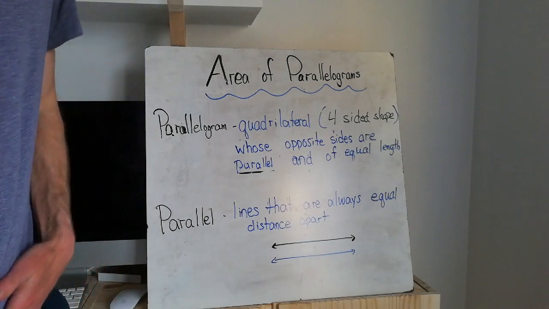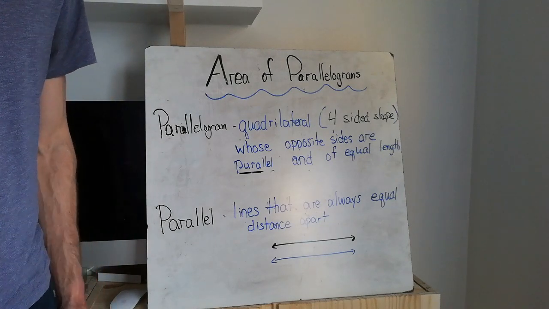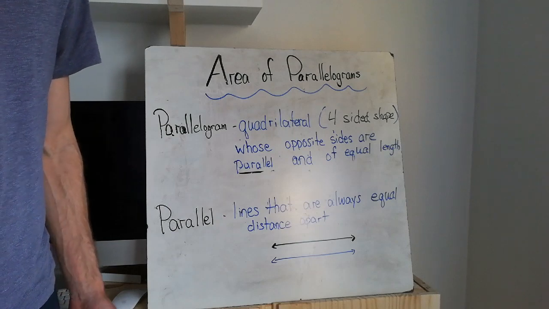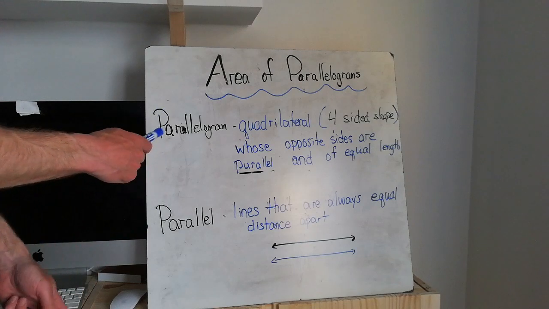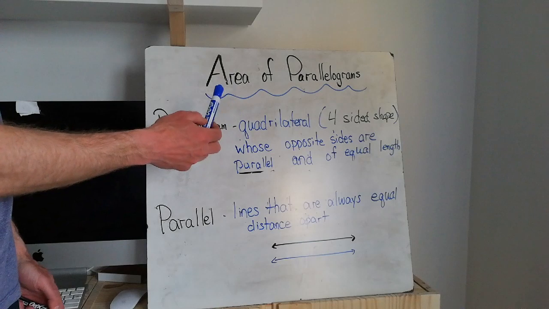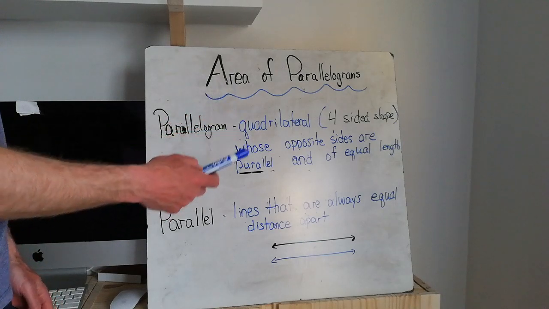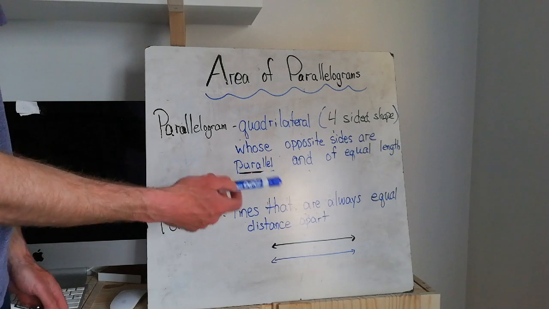All right, guys, we're going to start off today with a couple of definitions. So our lesson today is about the area of a parallelogram. But what is a parallelogram? So we'll start with that. A parallelogram is a quadrilateral, which means it's a four-sided shape whose opposite sides are parallel and of equal length.